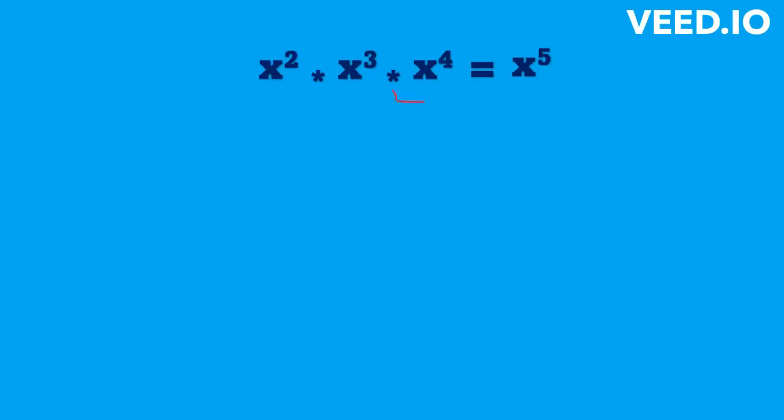Suppose I have one more expression here, x power 4 multiplied by the previous expression. Then we need to add all the exponents. That comes to x power 9.